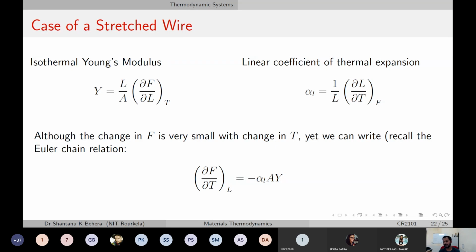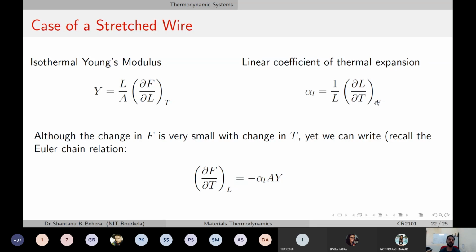change in length because of the change in temperature. That is called the linear coefficient of thermal expansion, which is del L by del T normalized by the original length. We have to assume here that force is constant. There's no additional force acting on the wire when we try to measure the linear coefficient of thermal expansion. We have to think of F as constant.